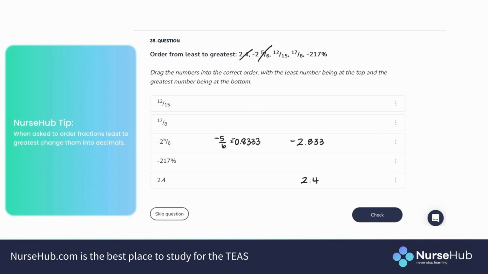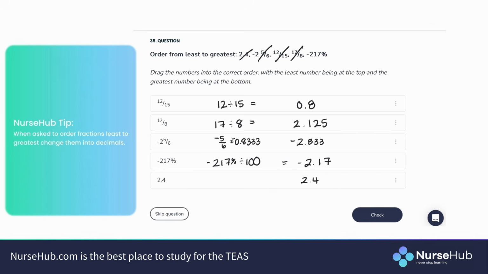There we are. 2.4 is already a decimal, so we don't have to worry about that one, which is great. 12/15, we just put in 12 divided by 15, and that is equal to 0.8. 17 divided by 8, we put in 17 divided by 8, and that's going to give us 2.125. And we have negative 217%. So remember, 217%, we divide that by 100, and that's going to give us negative 2.17.